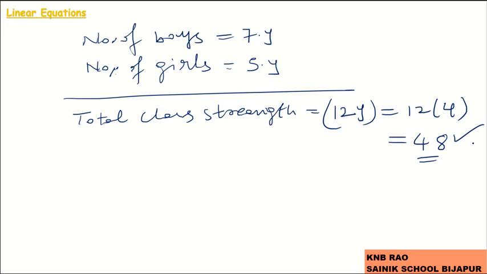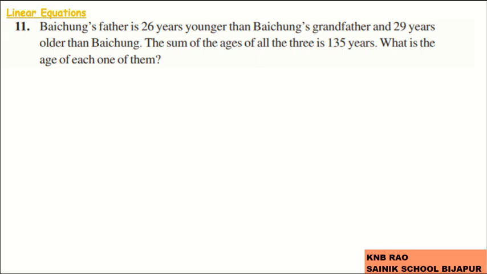Now, coming to the next question, question number 11. This is one of the important questions, children. Read carefully. Baichung's father is 26 years younger than Baichung.